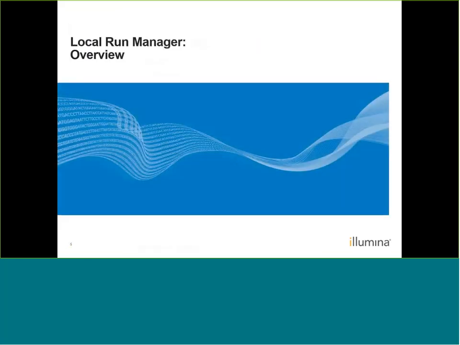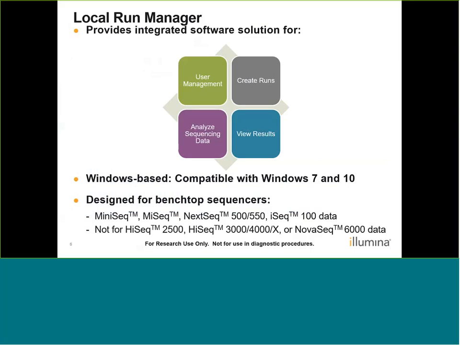So let's start out with an overview. The Local Run Manager provides an integrated software solution for such tasks as user management, run creation, data analysis, and viewing your results. This is Windows-based software. It is compatible with both Windows 7 and Windows 10, and it is designed to analyze data from our benchtop sequencers. That includes the MiniSeq, the MiSeq, the NextSeq, and the iSeq. This is not designed for and cannot be used to analyze data from our high throughput lines, including the HiSeq 2500, HiSeq 3000, 4000 RX, or NovaSeq.